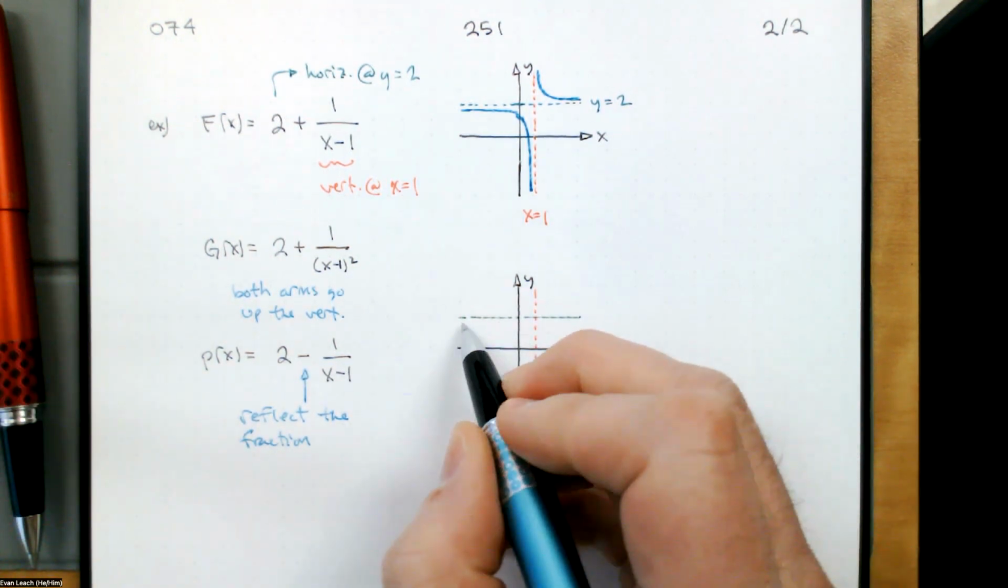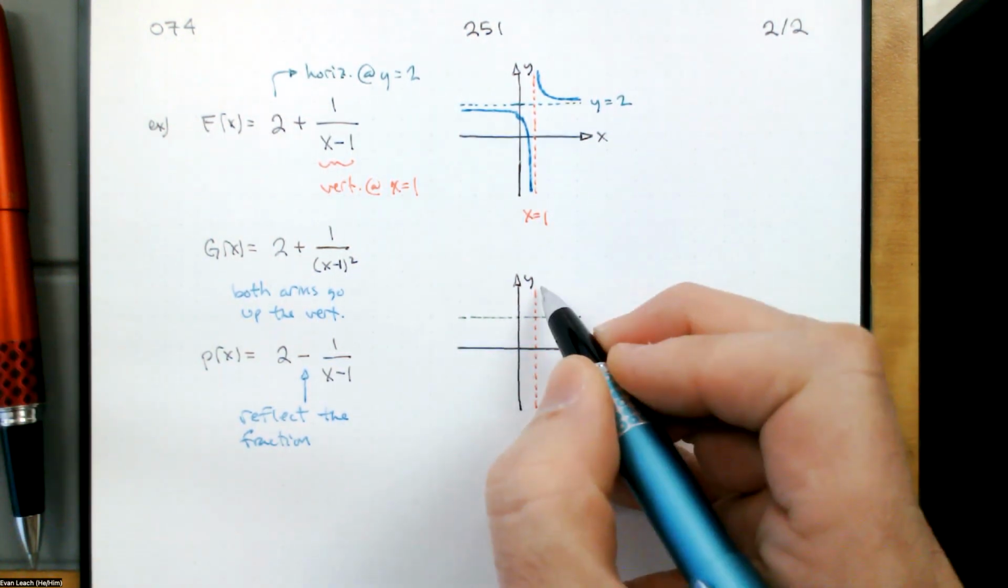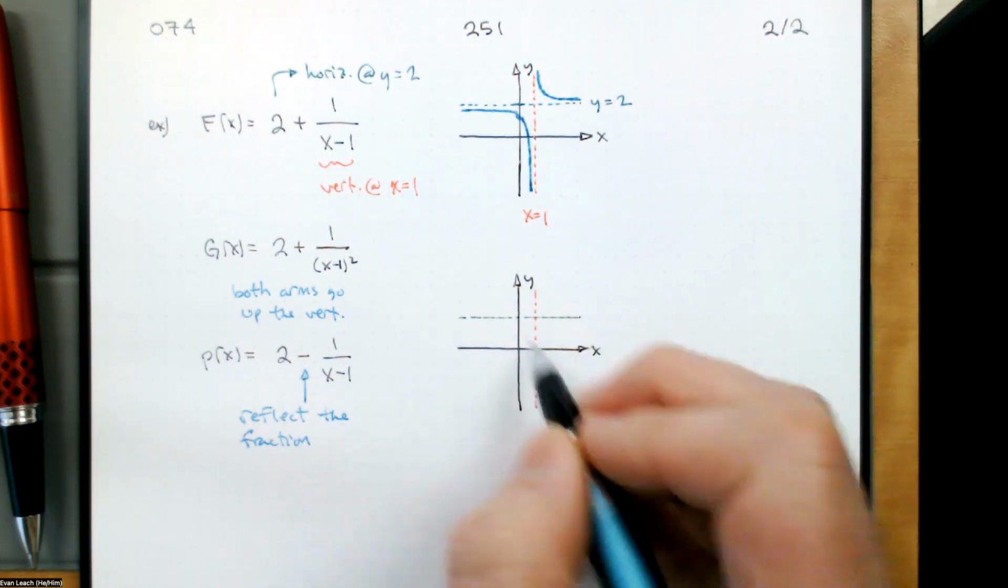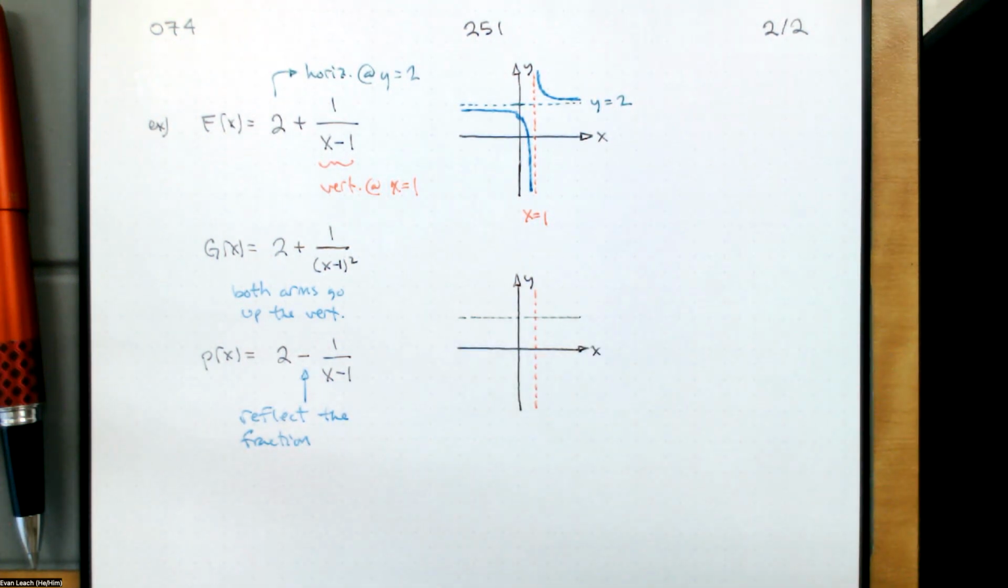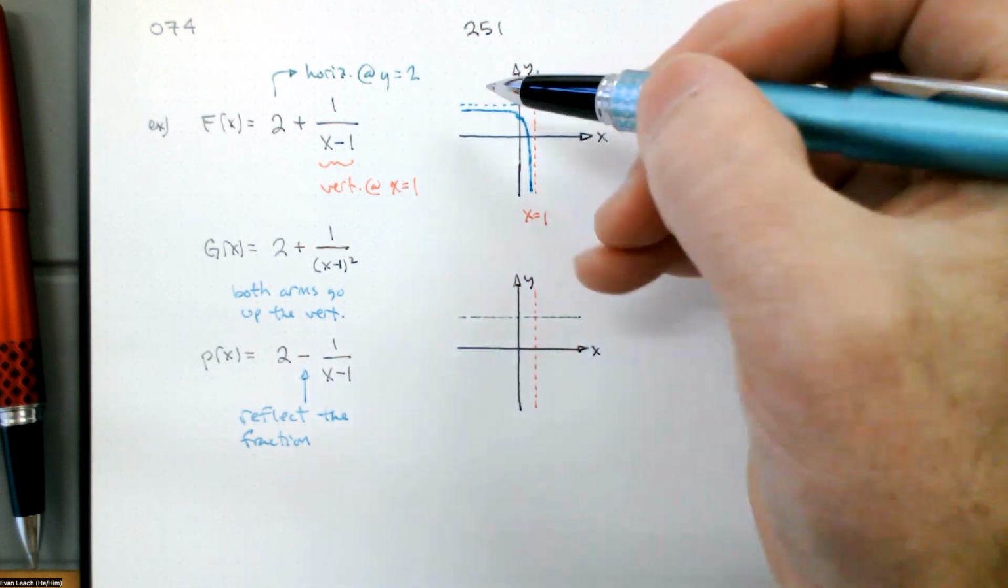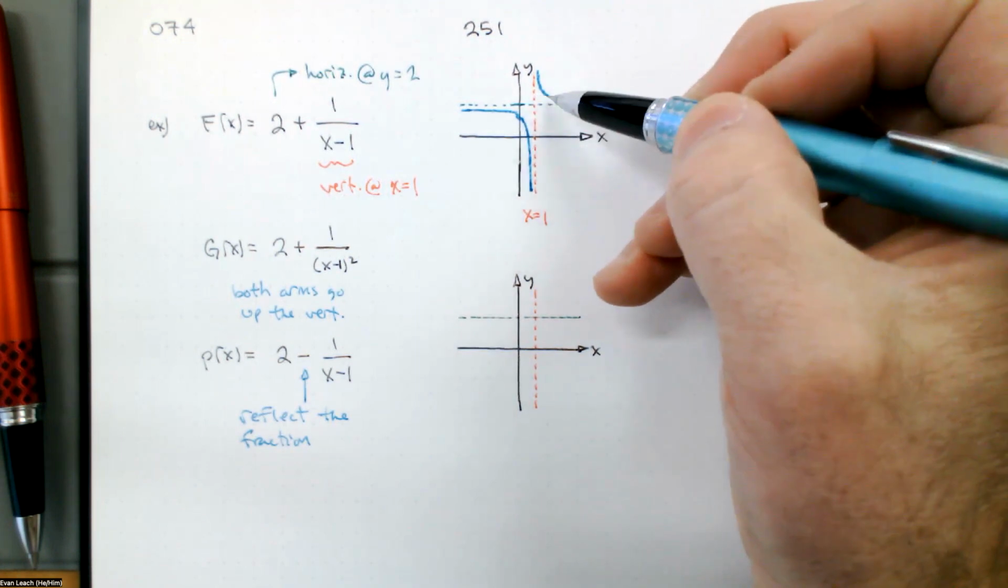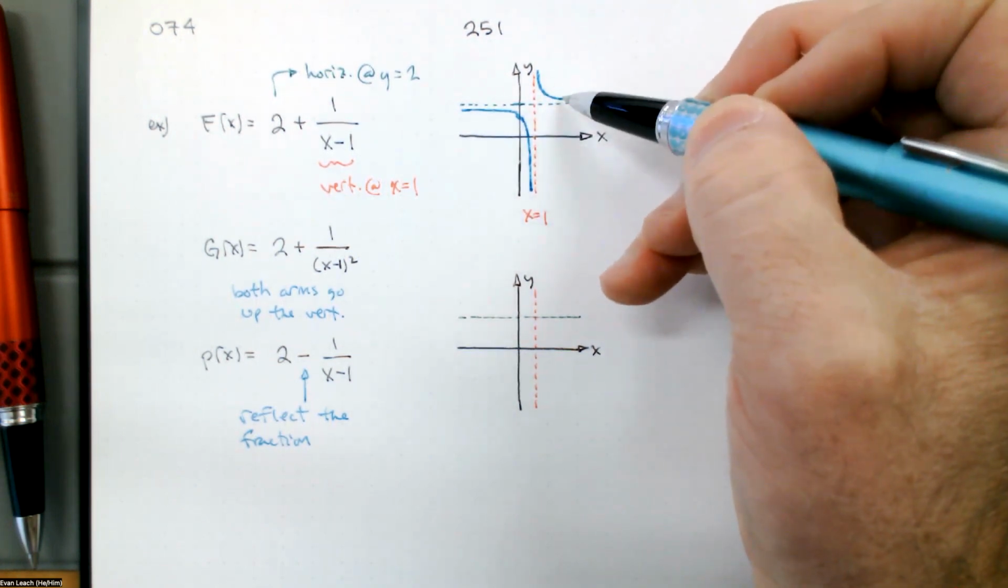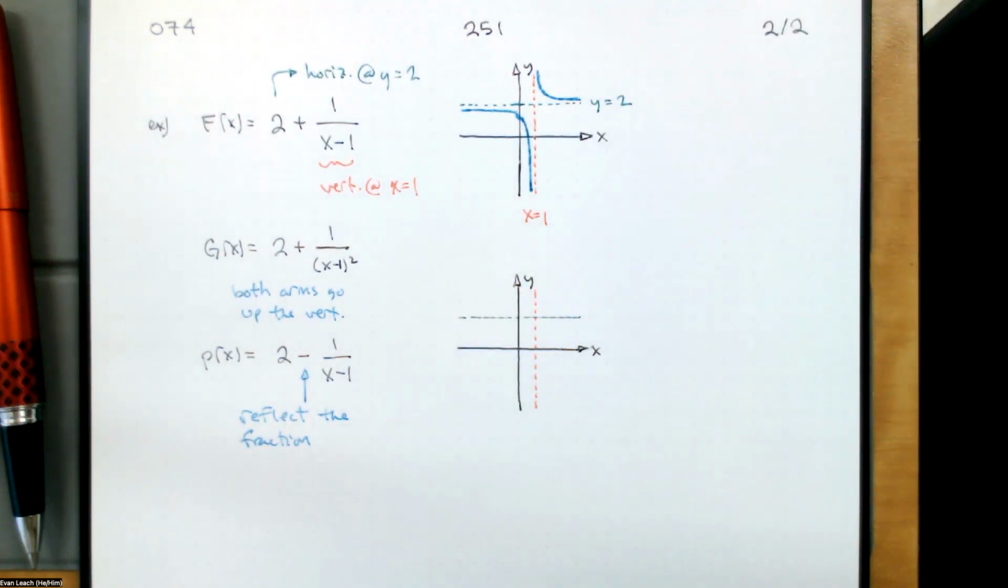But instead of being decreasing on the left and decreasing on the right, we're going to reflect those. I've multiplied the fraction by -1. So instead of 2 plus some fraction when x is greater than 1 and 2 minus some fraction when x is less than 1, I get the opposite.